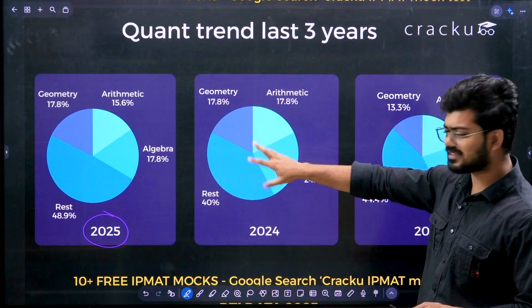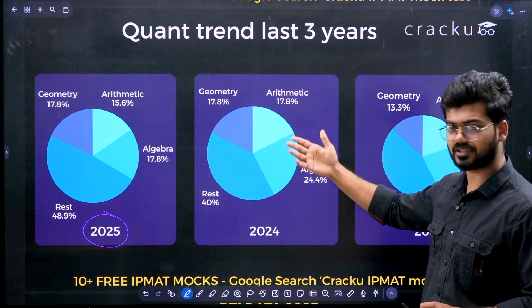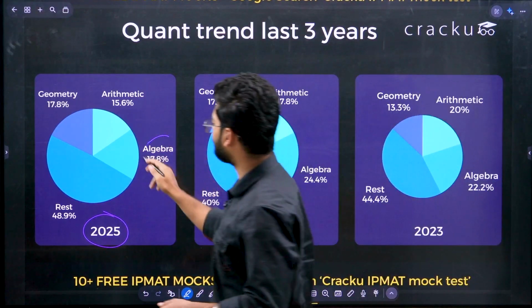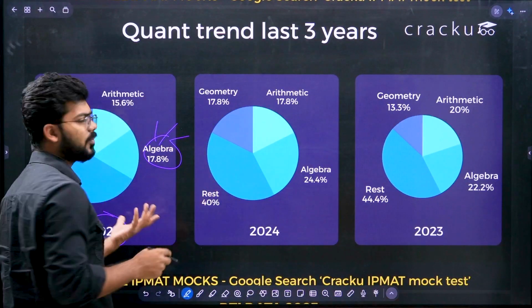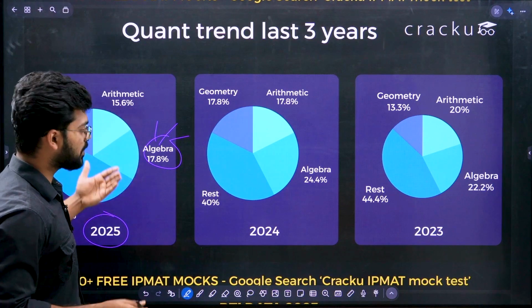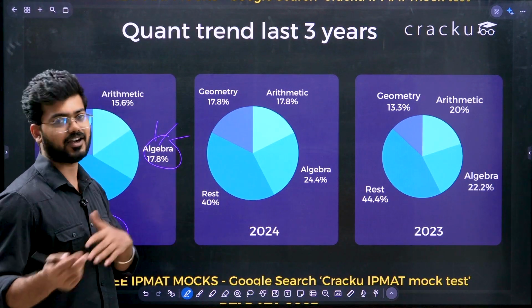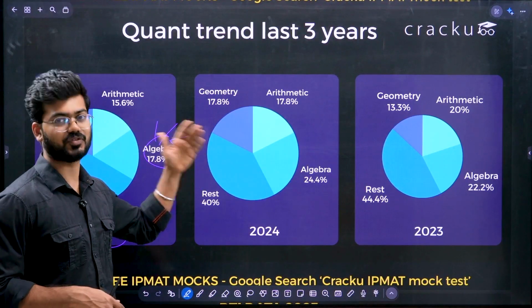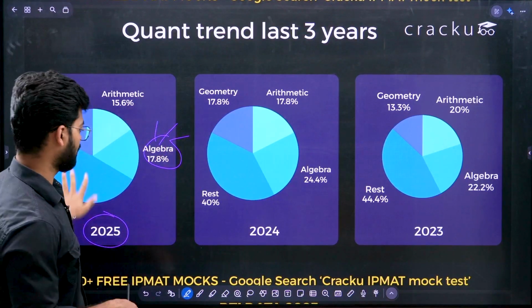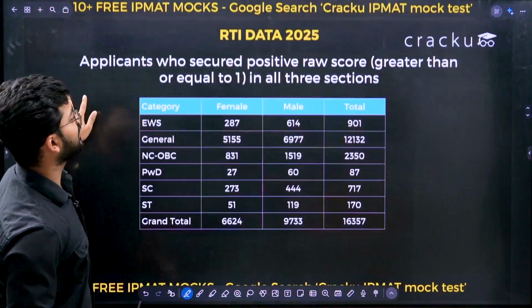And inside these there are also some chapters, right? Algebra alone comprises 3 to 4 topics. So what are those topics? How many questions have come in the last 3 years? For that, again you have to watch our analysis video which is linked here. Moving ahead to the RTI data.